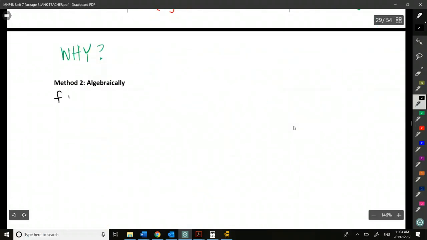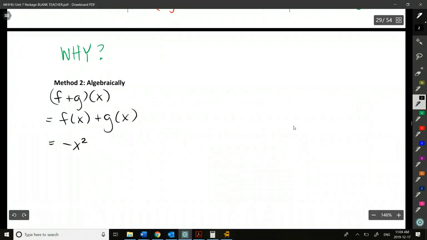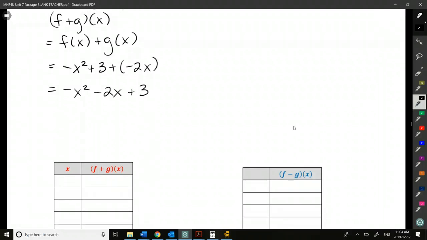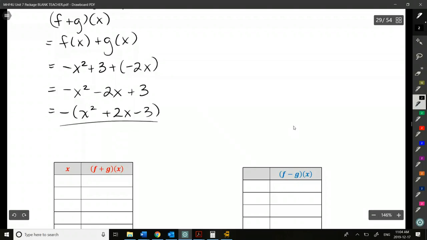Okay, so let's take a look at f plus g at x. We said that's f at x plus g at x. And f at x was -x squared plus 3, and g at x was -2x. So when we do this and rearrange it, what do we get from the sum of those two things? We actually get a resulting equation where we have a quadratic, and we can see that it opens down in front.